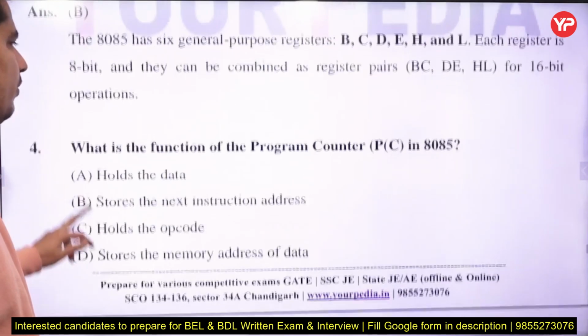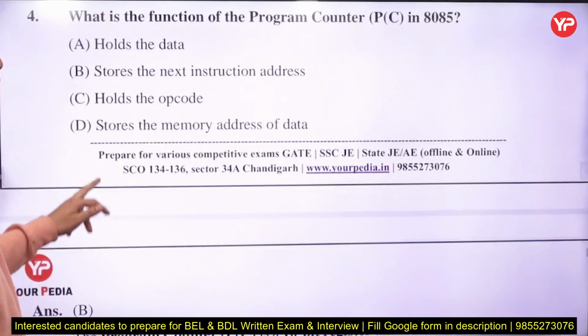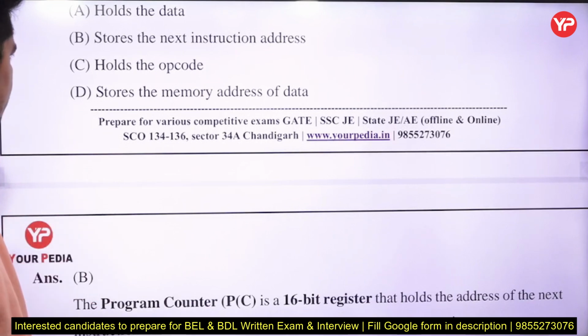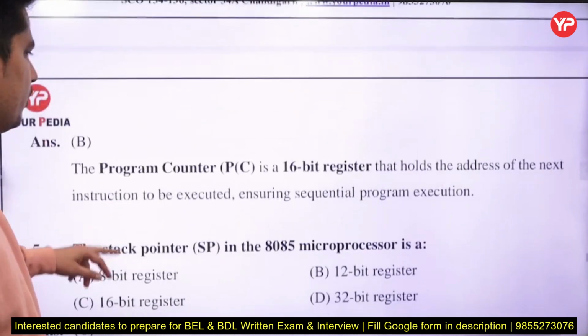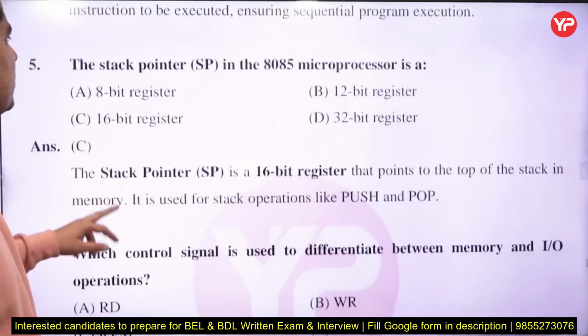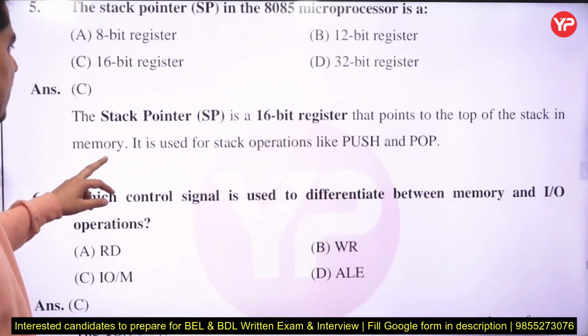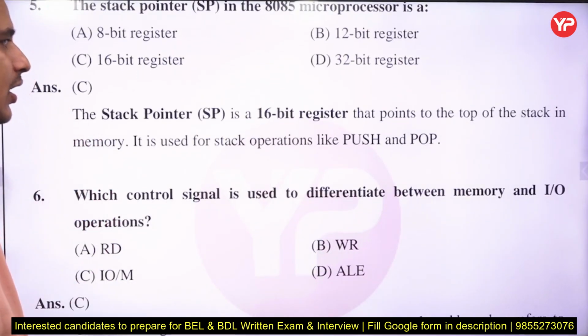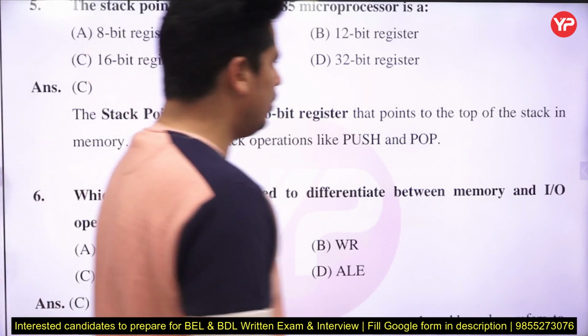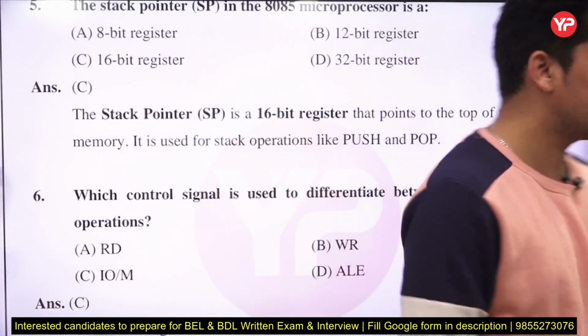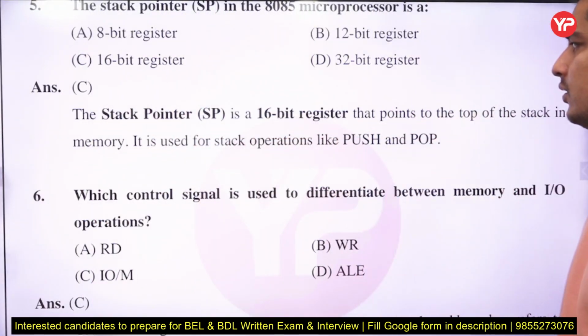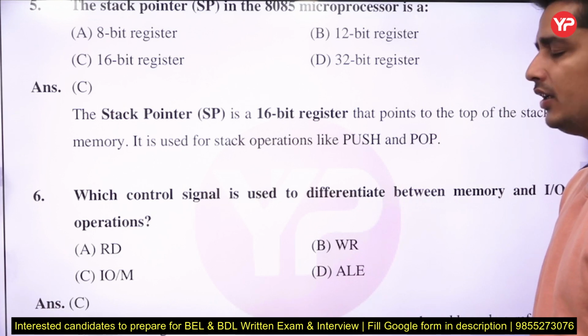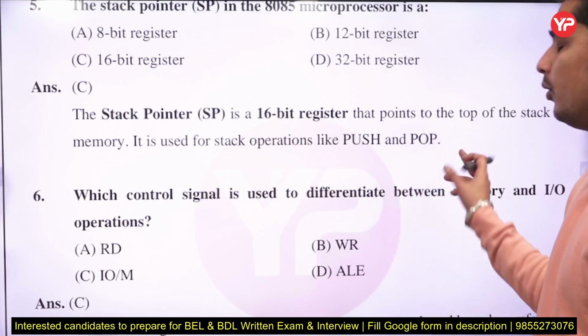What is the function of the program counter? It stores the next instruction address. Next is the stack pointer. What is the stack pointer? The stack pointer is a 16-bit register that points to the top of the stack in memory. It is used for stack operations like push and pop.